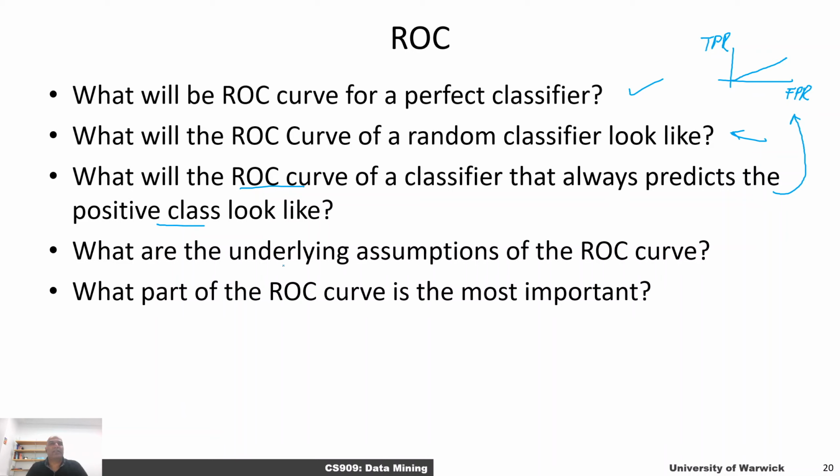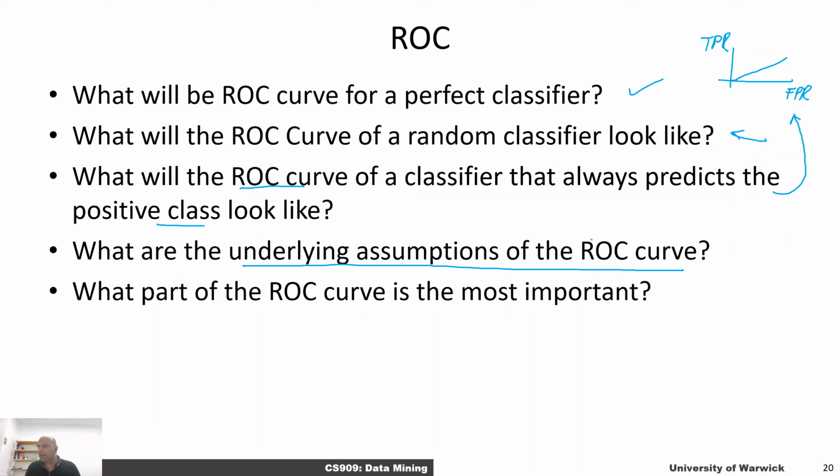What are the underlying assumptions of the ROC curve? That's really important. We saw that accuracy had a certain set of assumptions. It assumes that the data set is balanced, and that the misclassification of a positive example into a negative example, or a negative example into a positive example, is pretty much the same. And then we had the case in which we talked about how accuracy is dependent upon the threshold that you select.